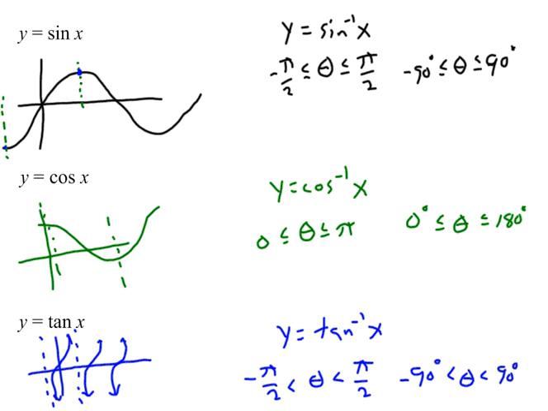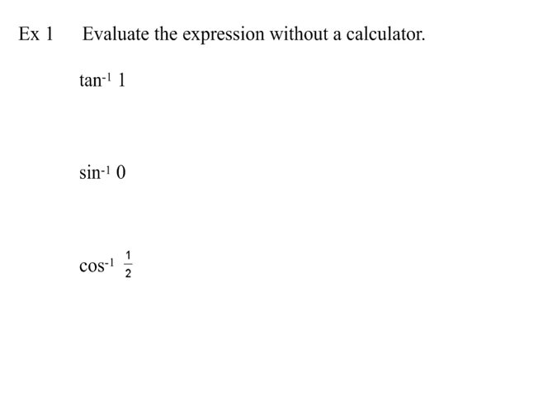Okay, so let's work a little more with these inverse trig functions here. So first example says evaluate the expression without a calculator. So here's what this means. It's like saying, give me the angle whose tangent is 1. So what angle would have a tangent of 1? Opposite over adjacent would be 1. That angle would be 45 degrees or pi over 4 radians.